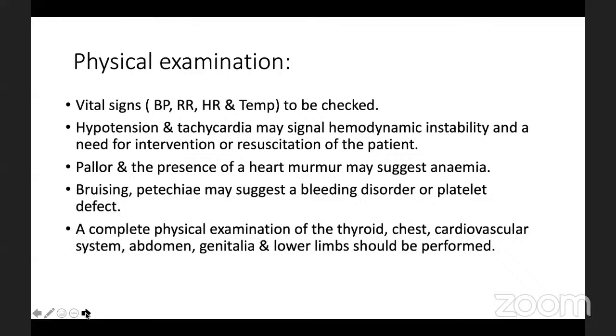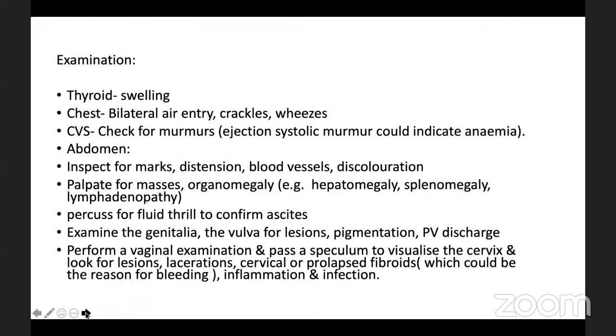Then you need to look at skin changes, bruising, petechiae, which may suggest bleeding disorders or a platelet defect. And then a complete physical examination has to be done of the thyroid, chest, cardiovascular system, abdomen, genitalia, and lower limbs. Okay, I'm going to expatiate on that in the next slide. So in the next slide, examination, we do a head-to-toe examination. I started more or less with the thyroid because it's a hormone that is, in terms of your pituitary, shared with the beta HCG.